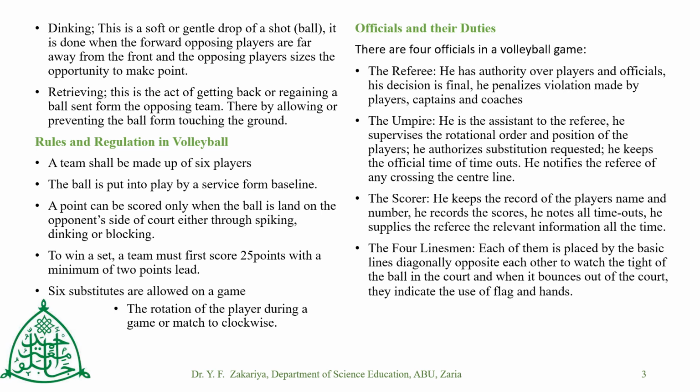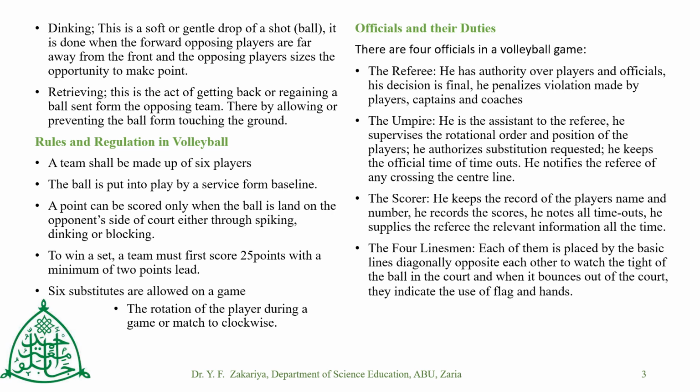Now, the first rule states that a team shall be made up of 6 players. Then, the ball is put into play by a service from the baseline. A point can be scored only when the ball lands on the opponent's side of the court, either through spiking, dinking, or blocking. To win a set, a team must first score 25 points with a minimum of 2 points lead. 6 substitutes are allowed in a game. The rotation of the players during a game or match is clockwise.